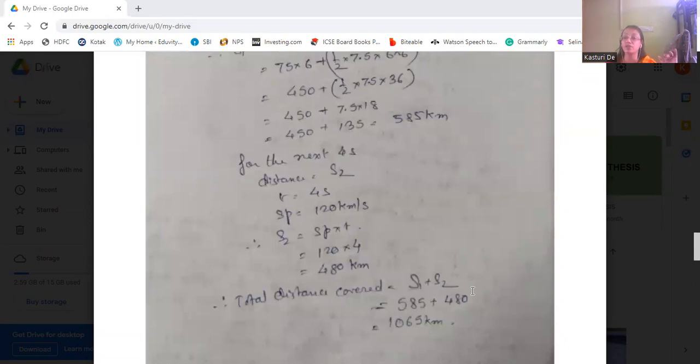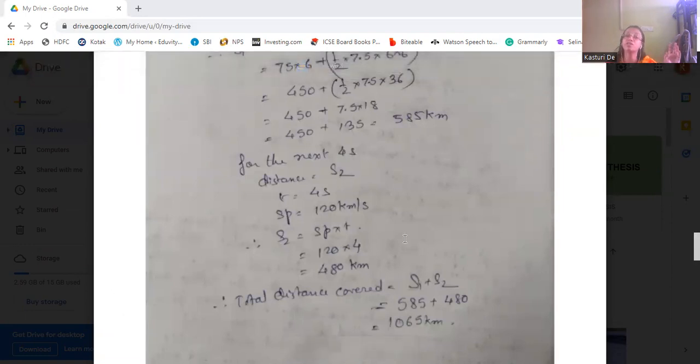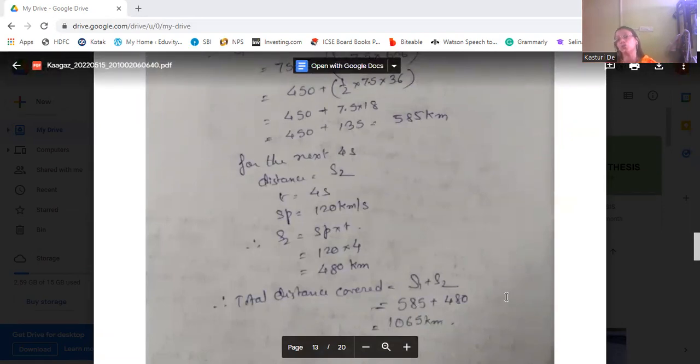Now for the next 4 seconds, the time is 4 seconds and the speed is 120 kilometers per second. So S2 will be speed into time: 120 into 4 is 480 kilometers. The total distance covered is equal to S1 plus S2, that means 585 plus 480, that is 1065.